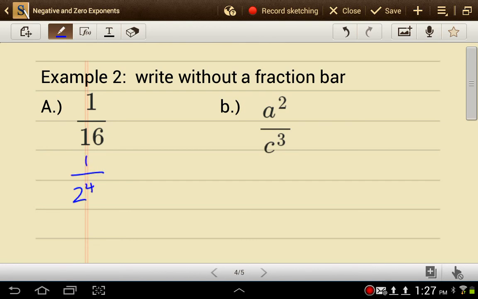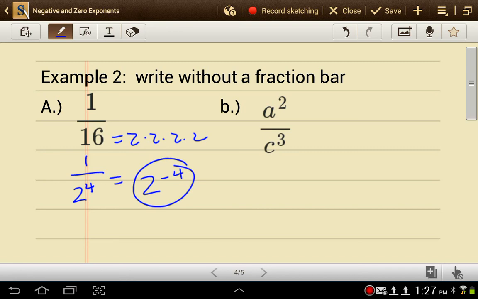1 over 2 to the 4th power, because 16 equals 2 times 2 times 2 times 2. Prime factorization, guys. That's how you're going to get that. Look at your prime factorization trees to help you with that. Now I want to write that without a fraction bar. That's going to be 2 to the negative 4th power. So I'm basically going the opposite way I just did in the previous examples.